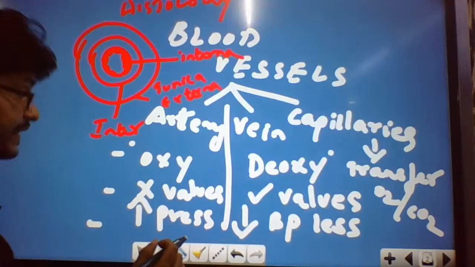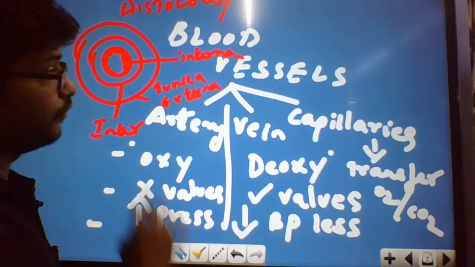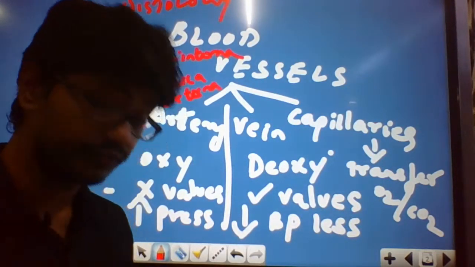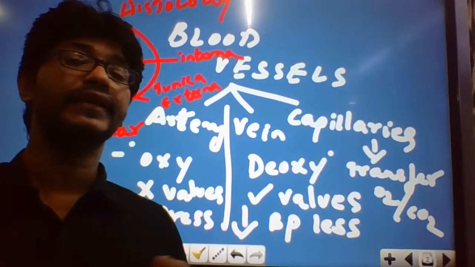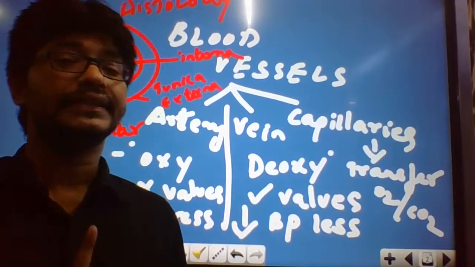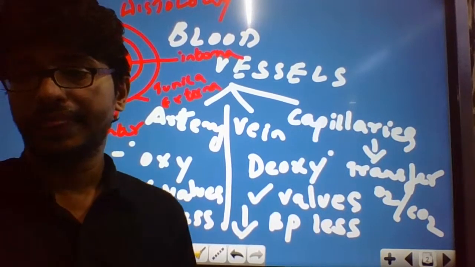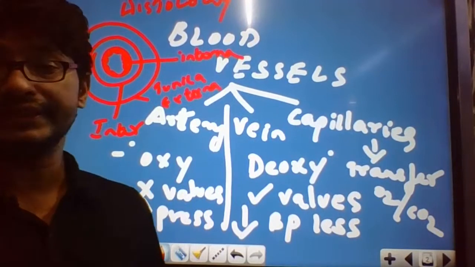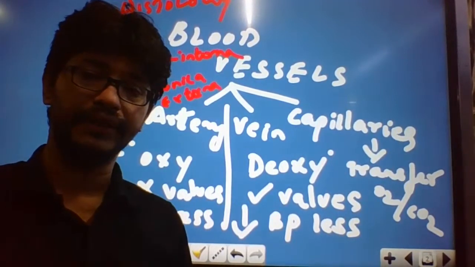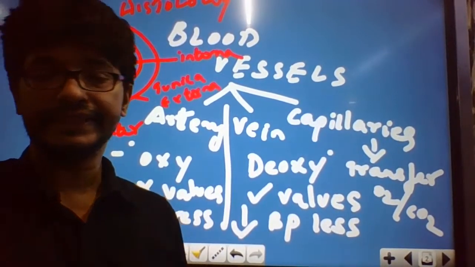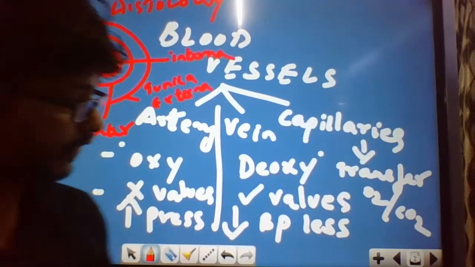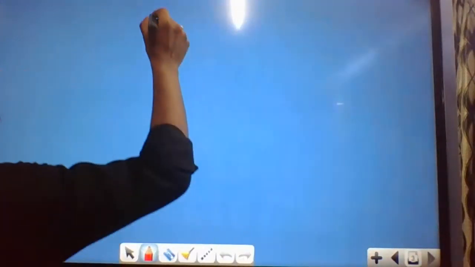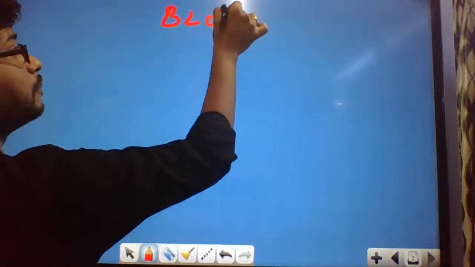So now we're going to discuss blood. We're done with the blood vessels. As I already told you, the cardiovascular system consists of three components. The first is the heart, the second is the blood vessels, and the third is the blood itself. We're done with the blood vessels, that is arteries, veins, and capillaries. Now we're going to discuss blood, the interesting part of body fluids and circulation.